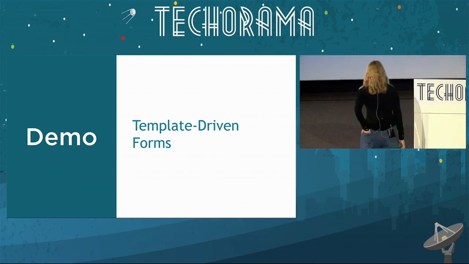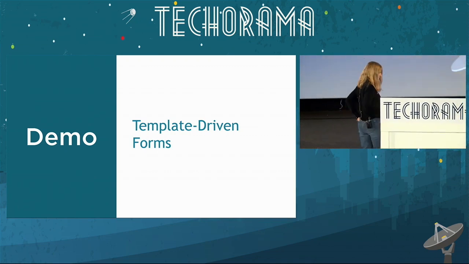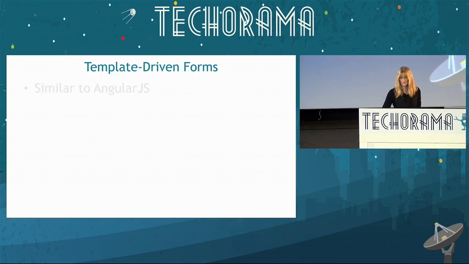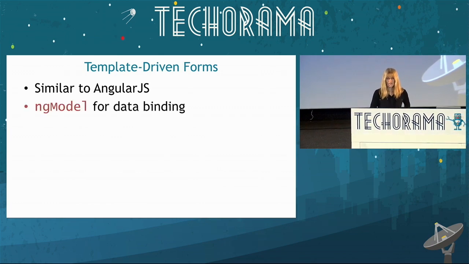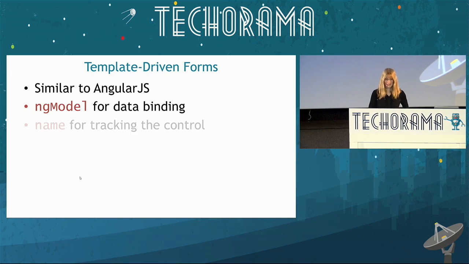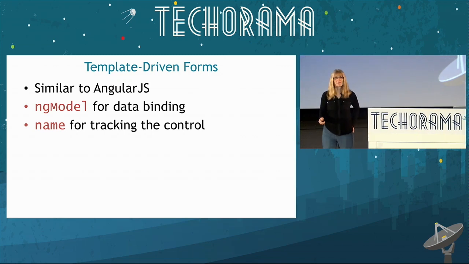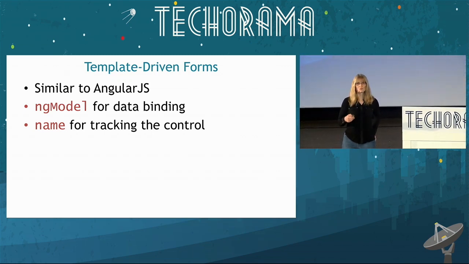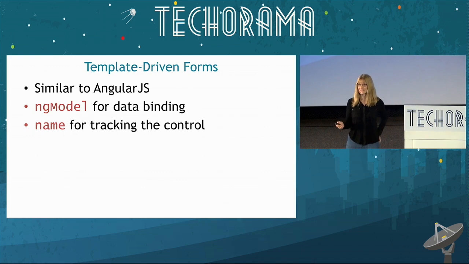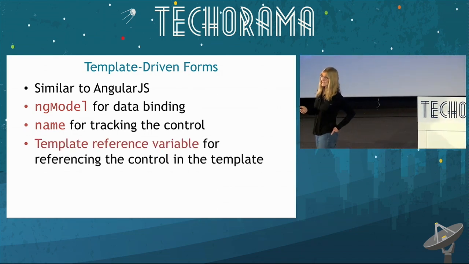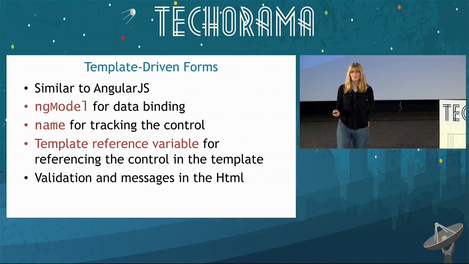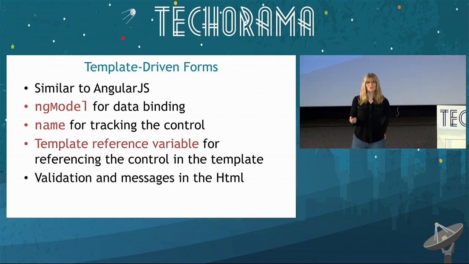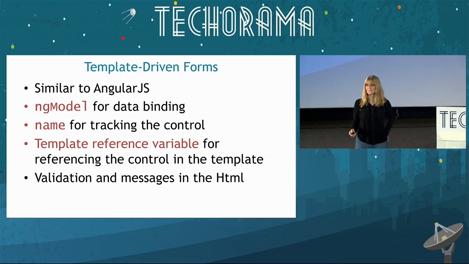Okay. All right. So next we're going to just summarize template-driven forms. So they're similar to AngularJS. They use ngModel for data binding, name for tracking the control. If you don't give it a name, I think it actually generates an error when you try to run it, saying that, hey, you need a name. And it uses template reference variables for referencing the controls in the template for displaying the error messages and such. Our validation and our messages themselves are all in the HTML.